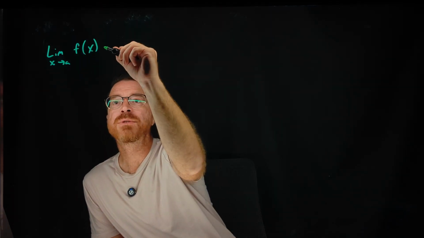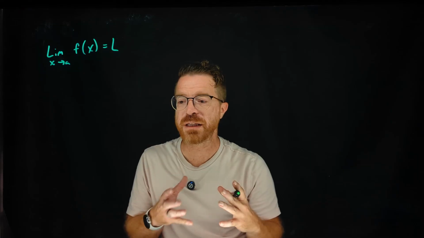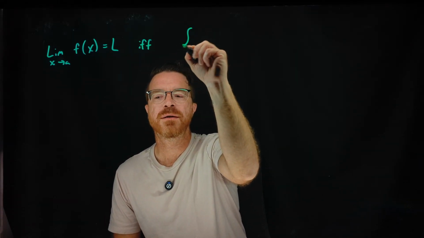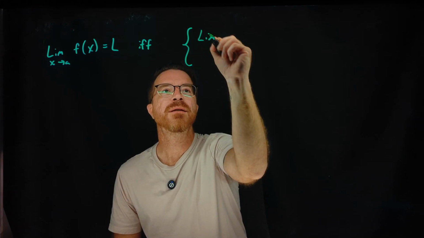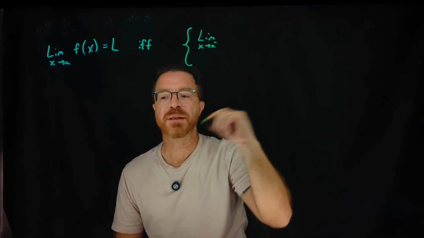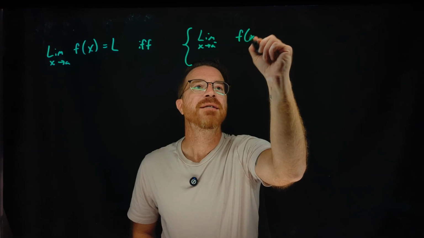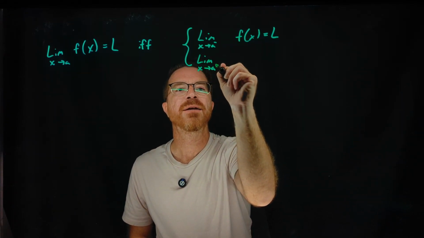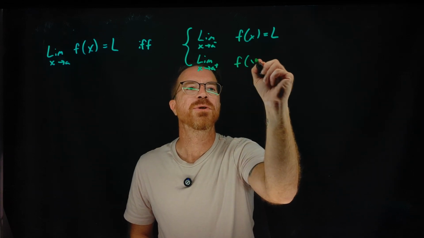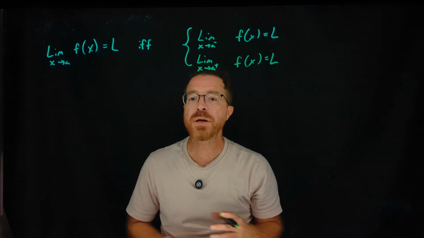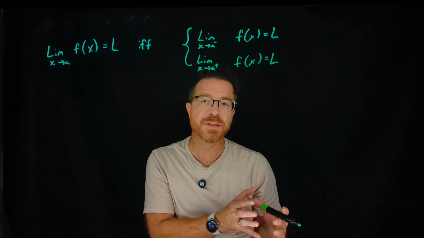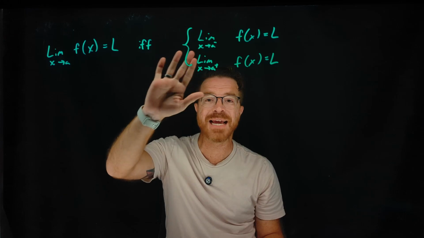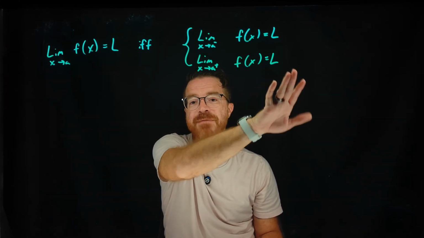Our next definition is that if we have the limit as x approaches a of some function f of x is equal to L, which, if you remember, is our definition of a limit, this is true if and only if the limit as x approaches a from the left side of f of x is equal to L, and the limit as x approaches a from the right side is equal to L. This is because we have to consider left side limits and right side limits. So this statement is only true if approaching from both the left and the right converge on this same value L.